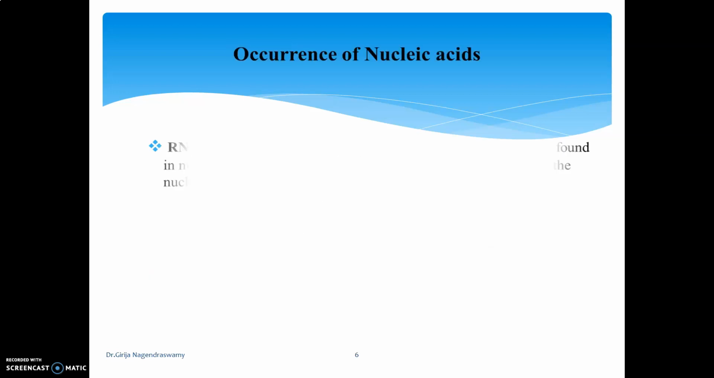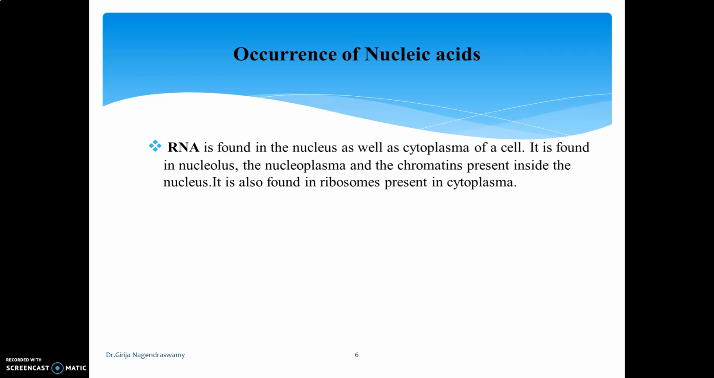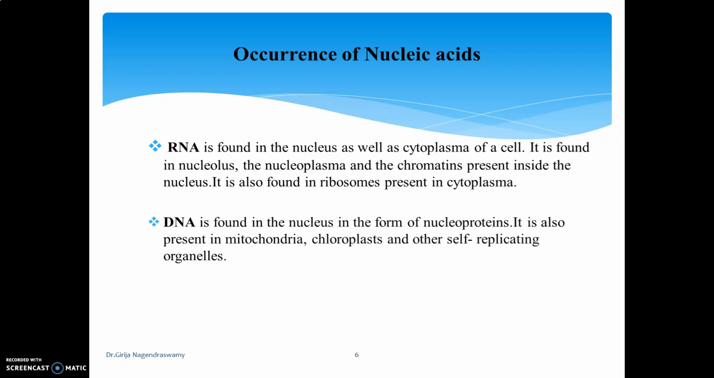Occurrence of nucleic acids. RNA is found in the nucleus as well as cytoplasm of a cell. It is found in nucleolus, nucleoplasm, and chromatins present inside the nucleus. It is also found in ribosomes present in cytoplasm. DNA is found in the nucleus in the form of nucleoproteins. It is also present in mitochondria, chloroplasts, and the other self-replicating organelles. DNA is also present in some viruses.